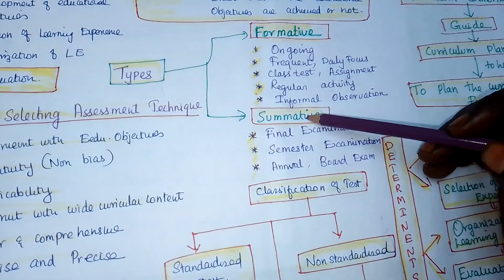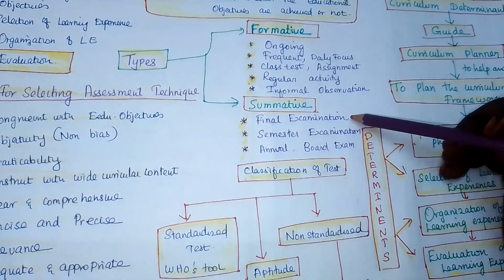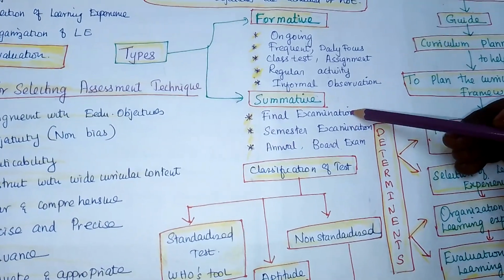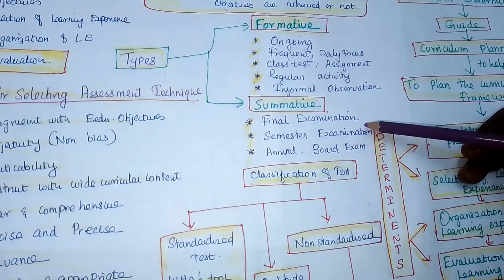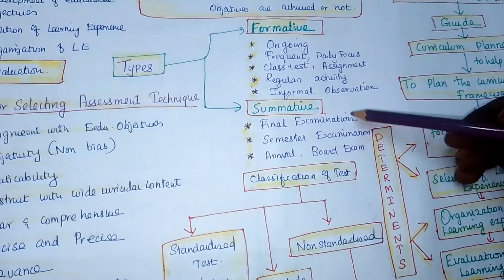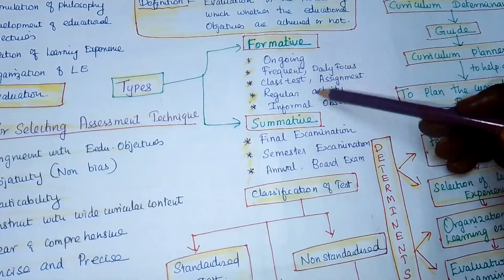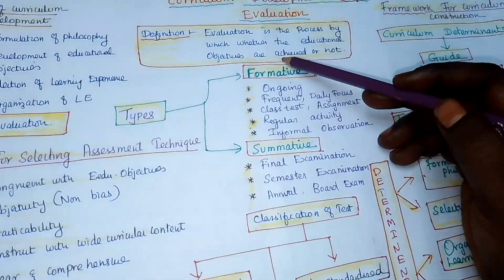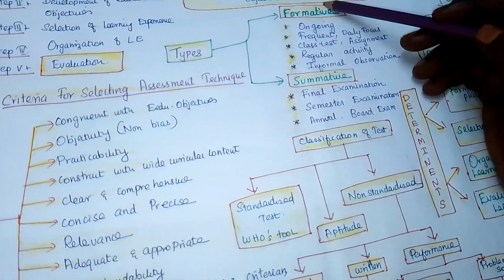What is called the summative? Summative is the final examination. It may be the biannual examination, the end of the year or semester examination, the annual examination, or the board examination. So these are the types of evaluation technique, to find out whether the educational objectives are achieved or not.